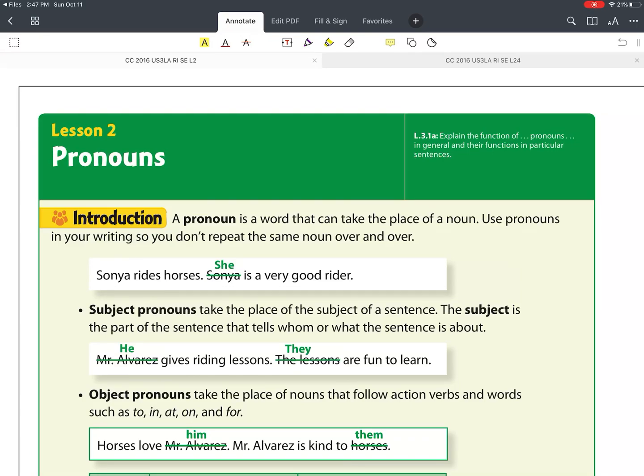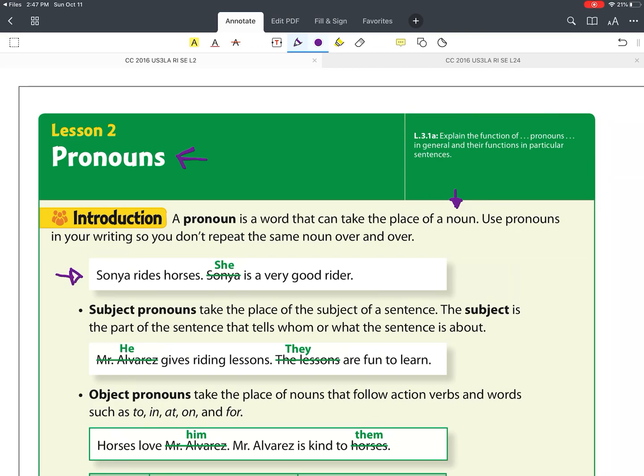Alright guys, today we are learning about pronouns. A pronoun is a word that takes the place of a noun, and it's a lot easier than you guys think. We use pronouns in our writing so we don't repeat the same noun over and over again.